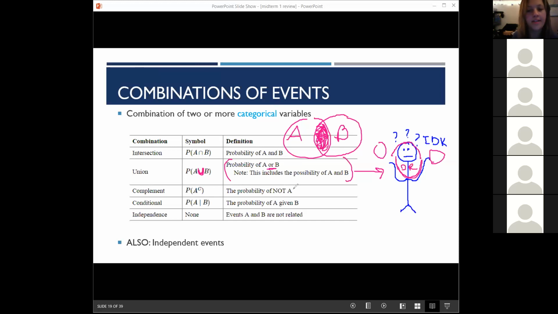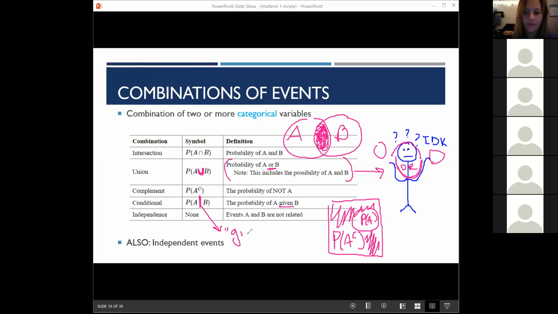And then complement is basically everything except for A. If we have our probability of A here, our complement is going to be here. That's everything except for A in this case, so that's the probability of not A. And then conditional is our probability of A given B. That's what this line means. We interpret that to mean given, which is saying that B has to happen before A happens.